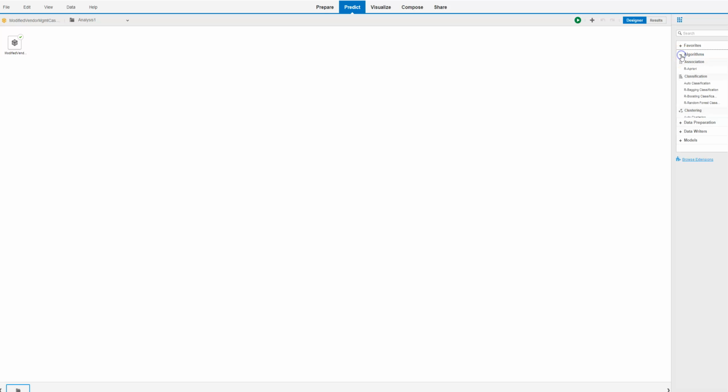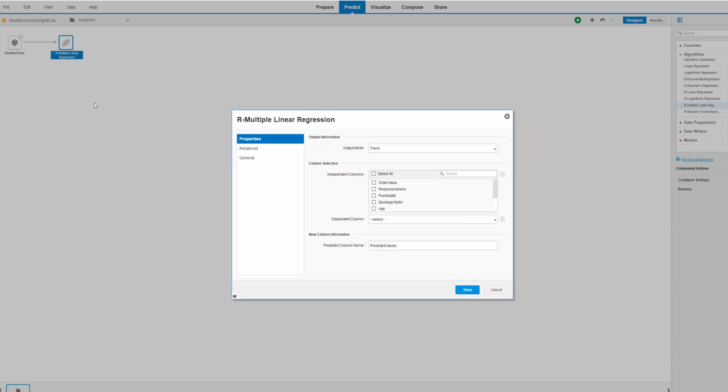Now I can do some multiple regression. So I can go and configure this. Dependent column is order value. Independent constant.